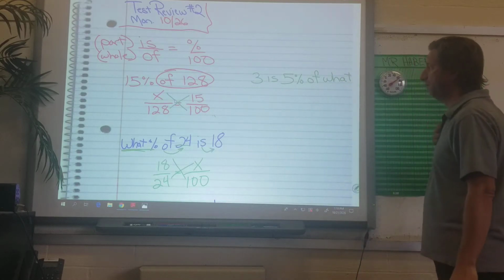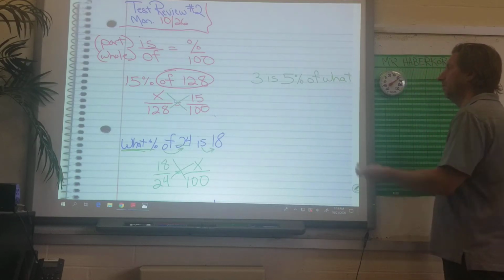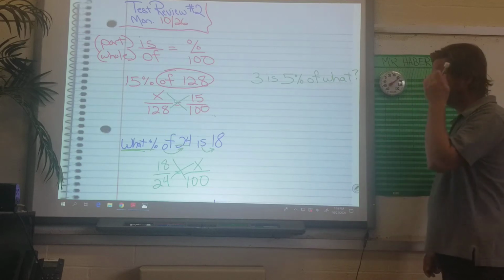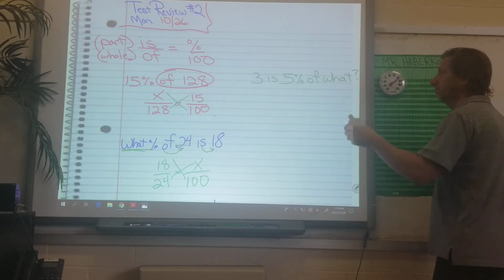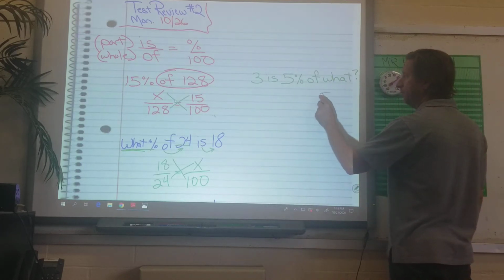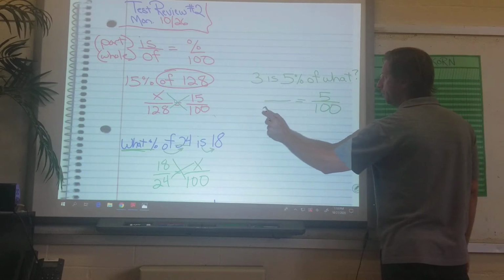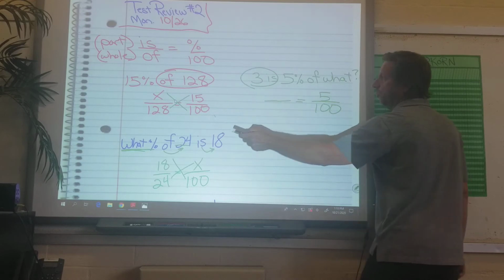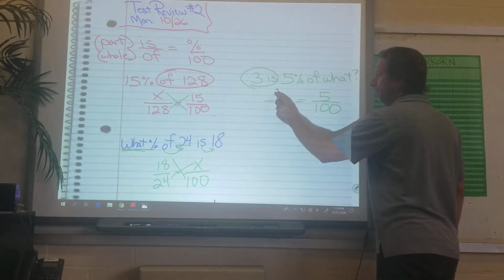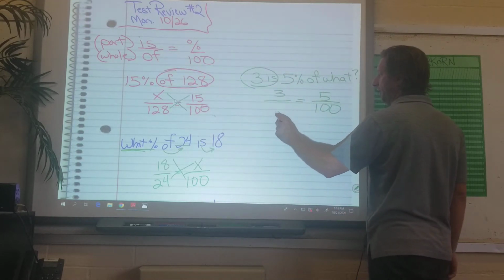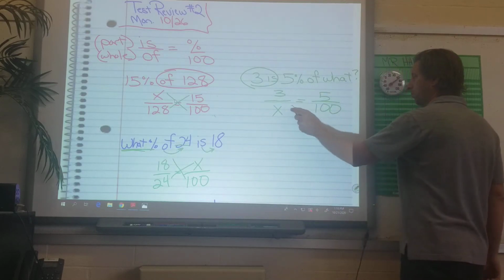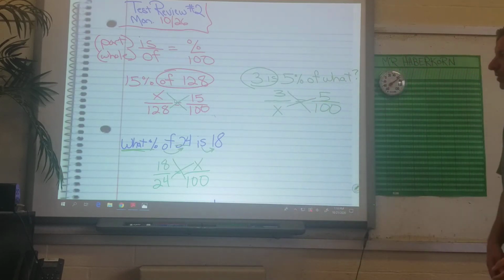Okay, 3 is 5% of what? One more to look at, right? All right, so percent automatically goes over 100. Then we have the is over of, right? So 3 is, that means it goes on top. And now let's put the letter X here, right? Cross multiply and solve. All right, so that's your basic percent problems.